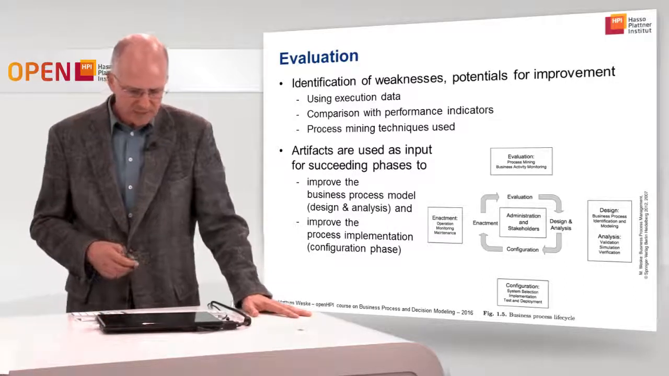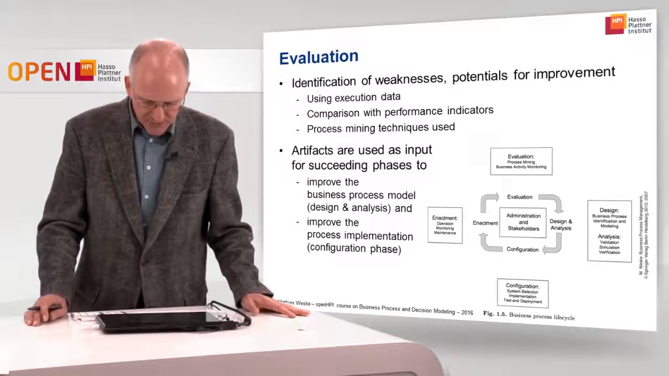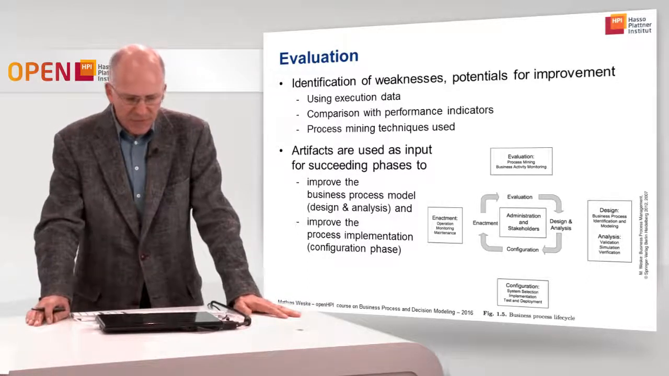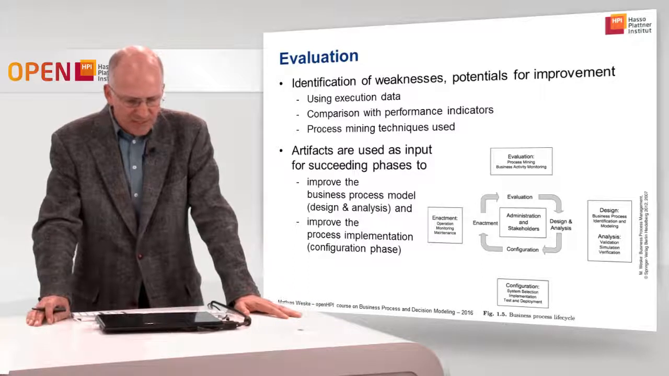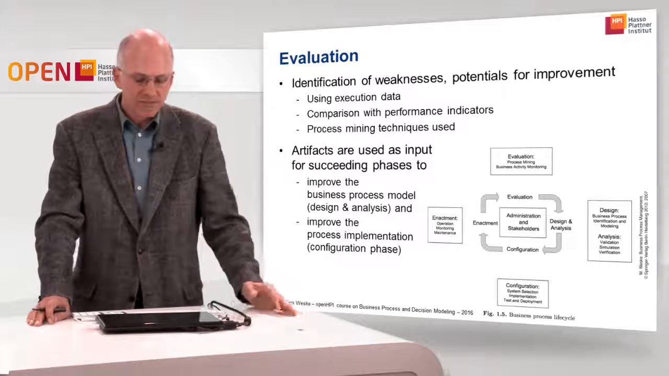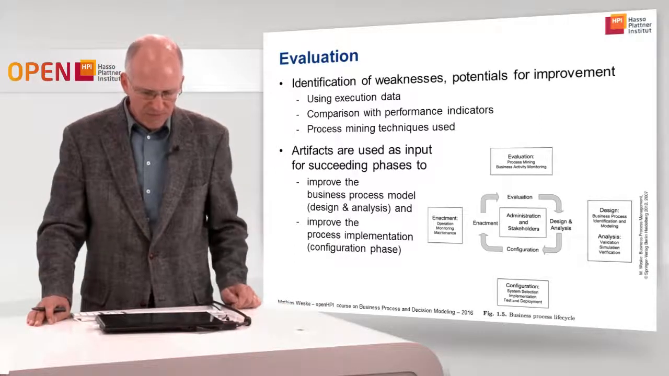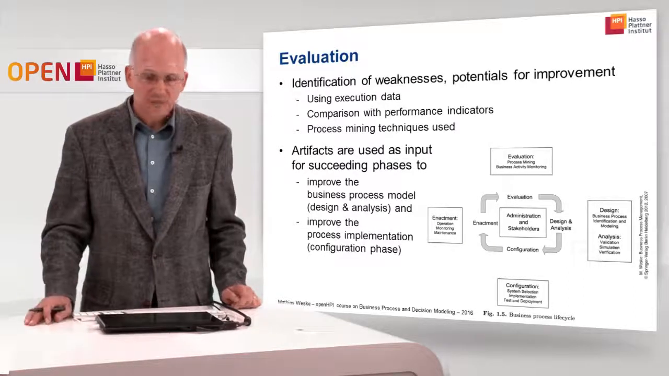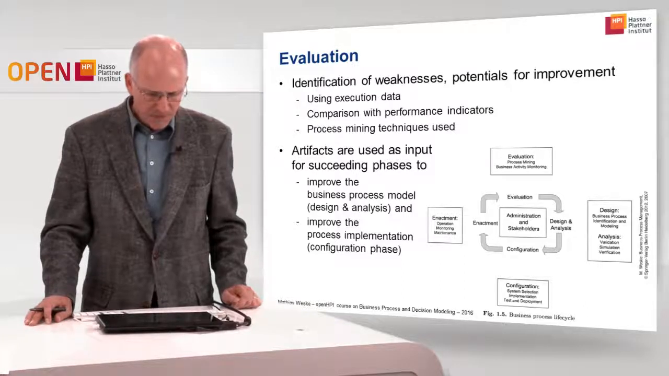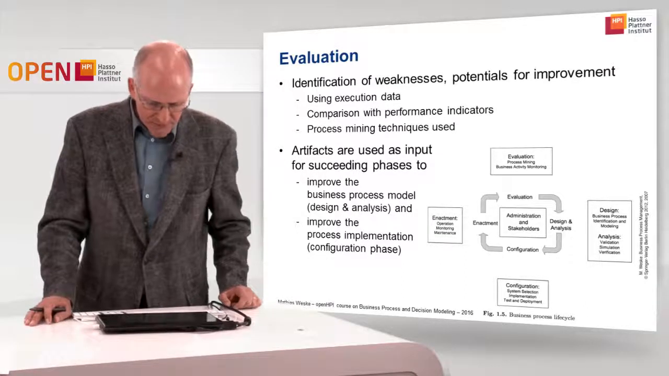The final phase of the business process lifecycle is the evaluation phase. This phase identifies weaknesses and potentials for improvement based on the execution data that came out of the enactment phase. Here we can compare the actual execution with the planned execution using the performance indicators that were defined in the design phase and then configured during system implementation or configuration. And also process mining techniques are used here.